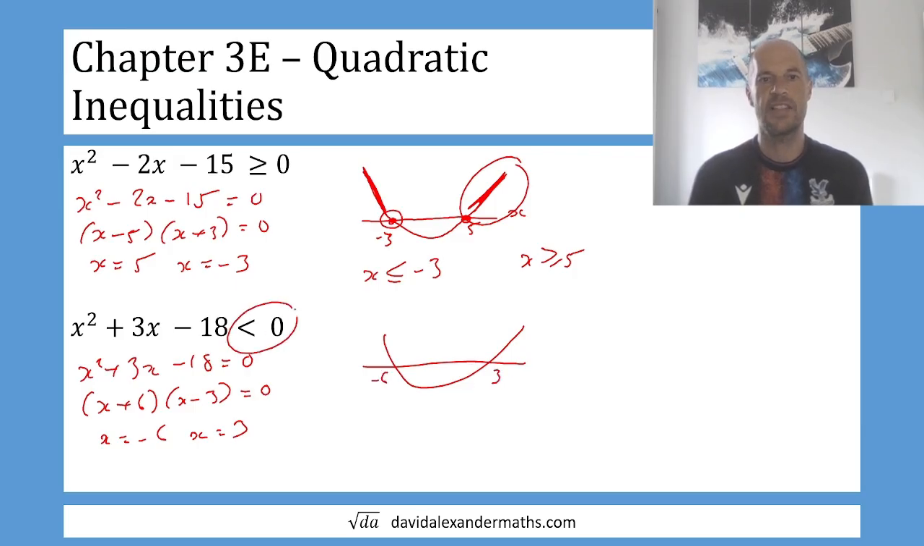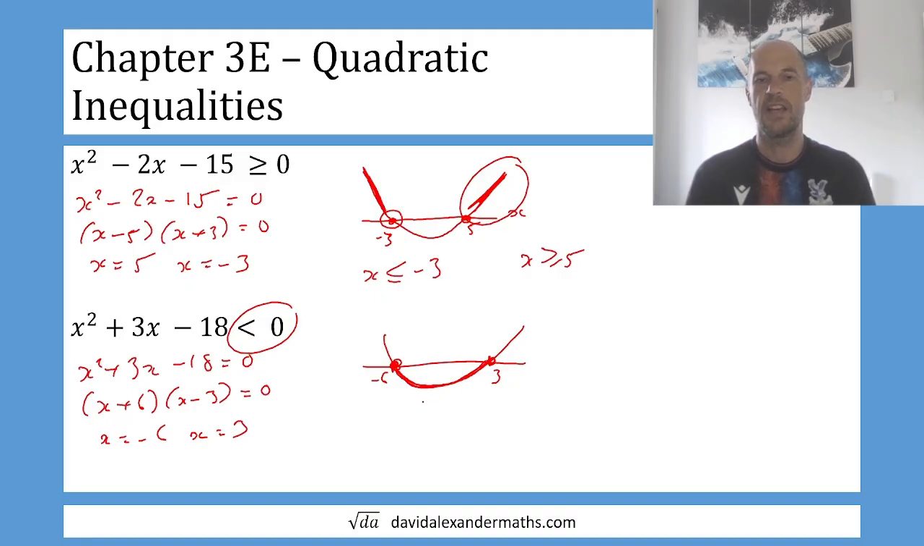So less than 0 is beneath the line here. What are the x values from here to here? Well, here x is negative 6, here x is 3, so x must be between negative 6 and 3. So we can write this as one inequality.